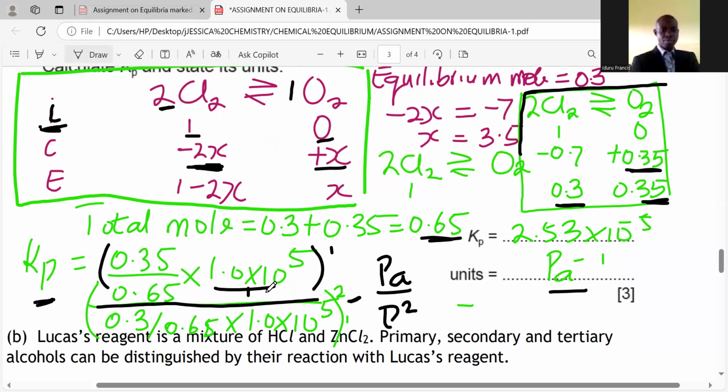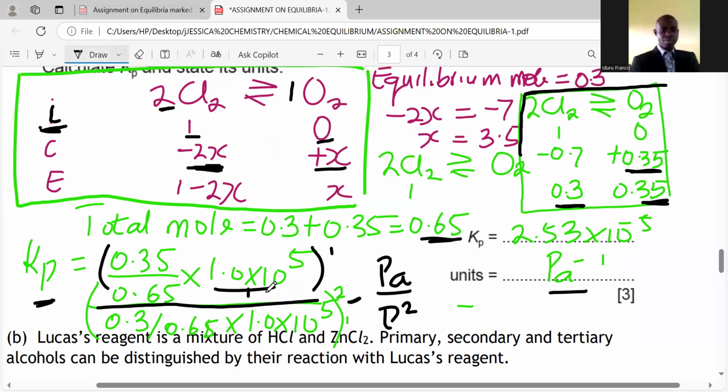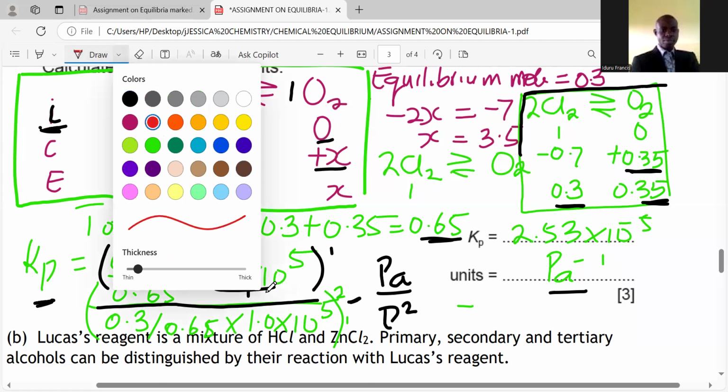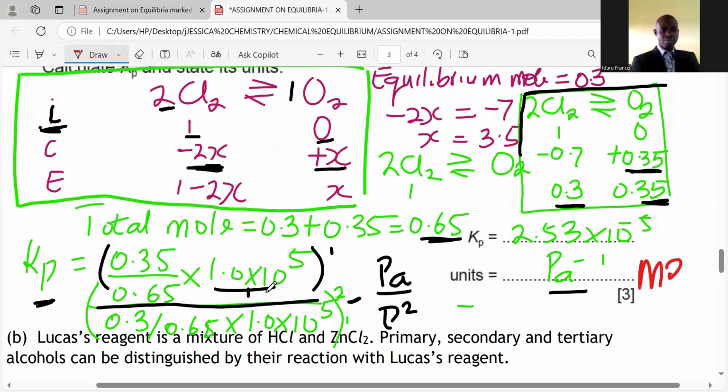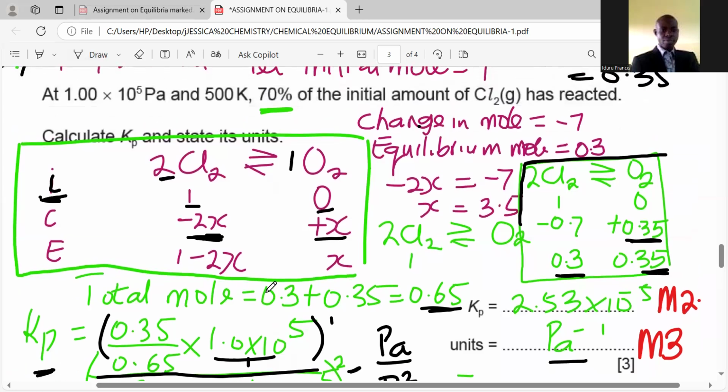The mark distribution here is that this is your M3, and this is your M2, and the mole of the reactant and product is M1. Two of them will be M1. Very important. So you must work sometimes very hard to get 3 marks. So this is calculation. You have to get the fundamental knowledge of this calculation.